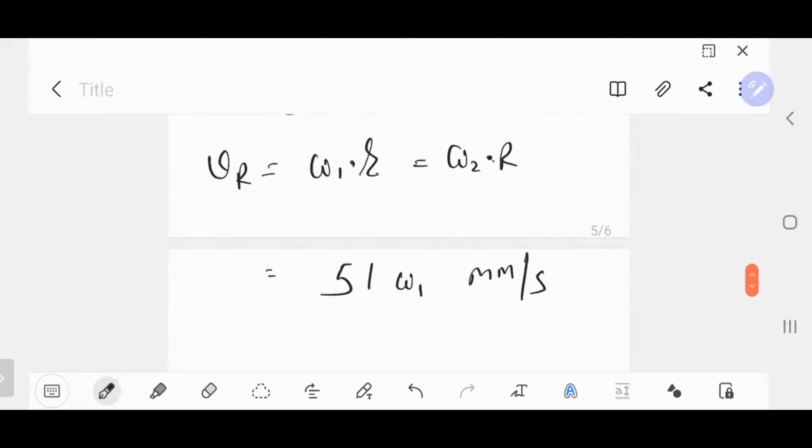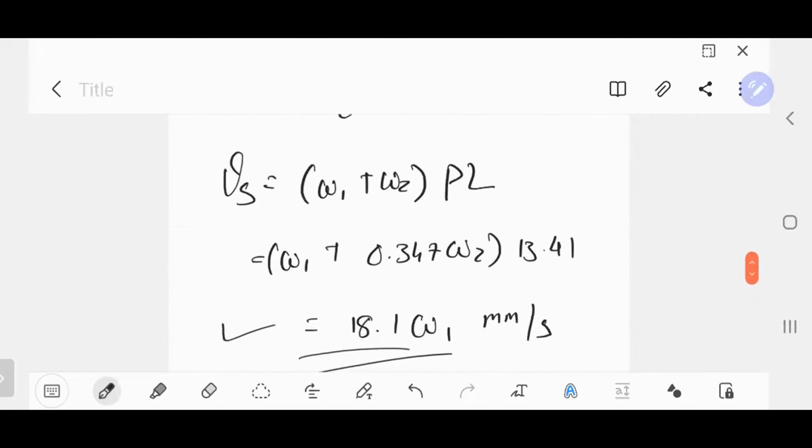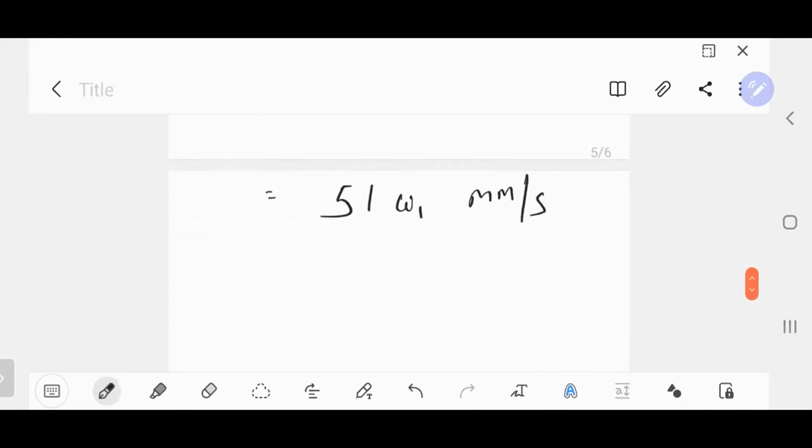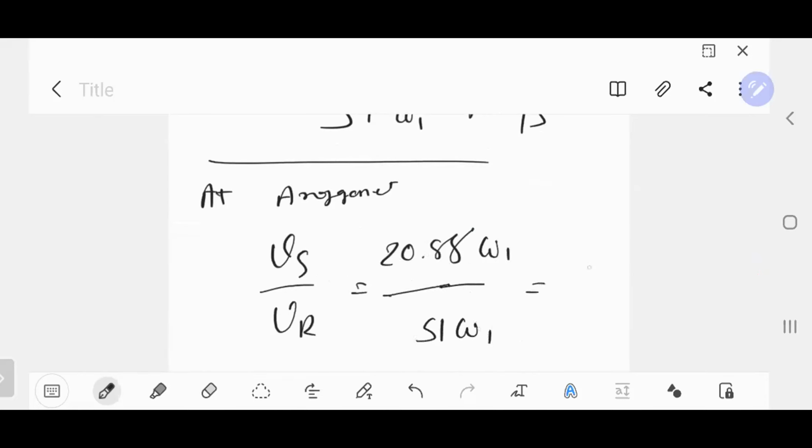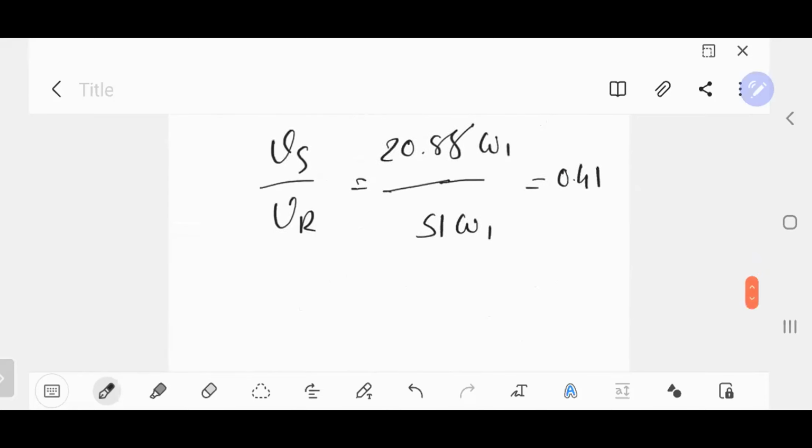So now you have to just take the ratio, Vs by Vr at engagement. Vs divided by Vr. So Vs was 20.88 omega 1, divided by 51 omega 1. So the answer is 0.41. This is the ratio at the engagement.